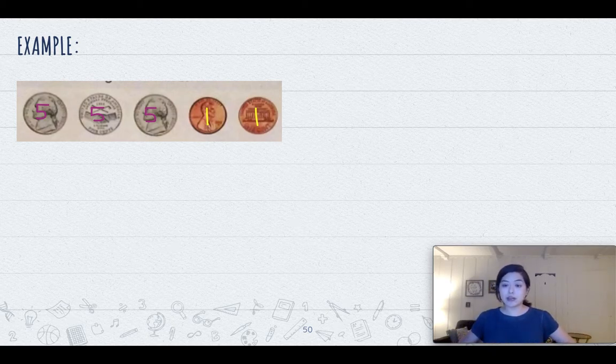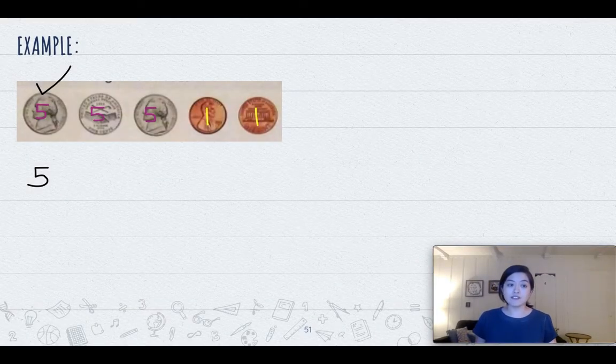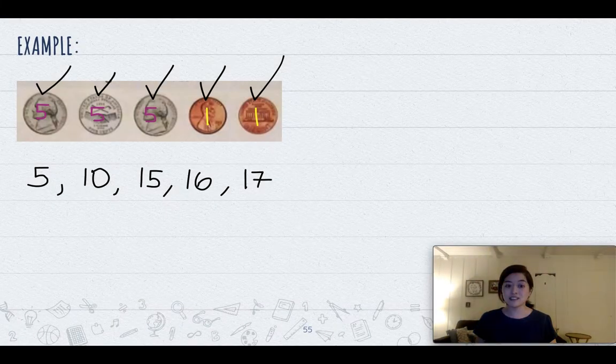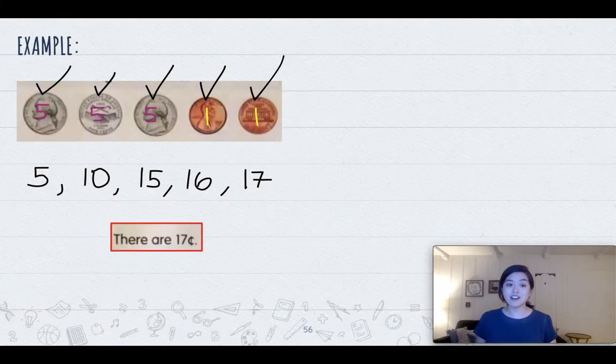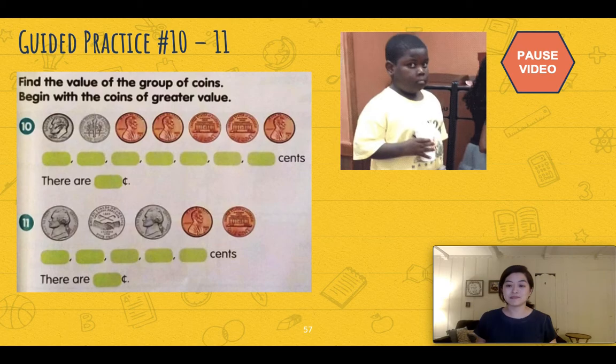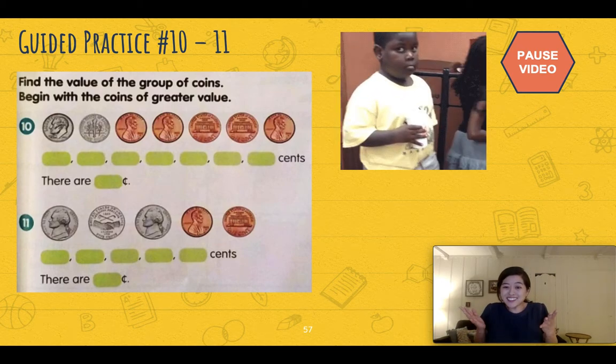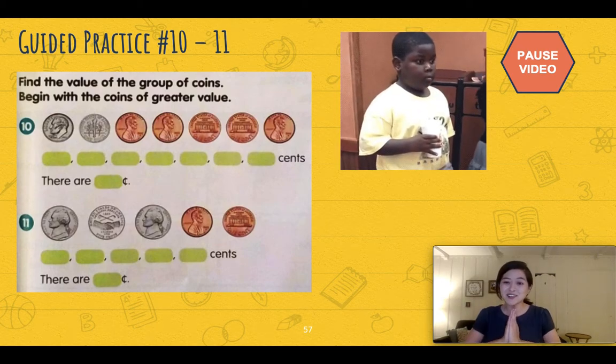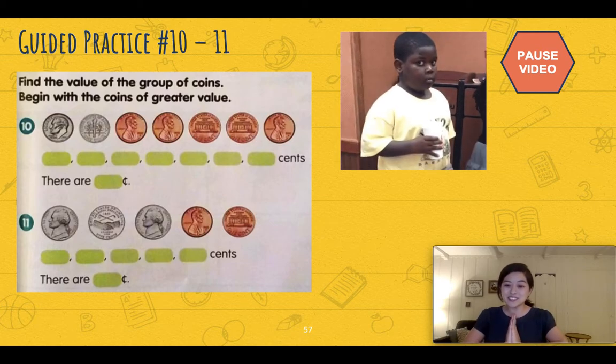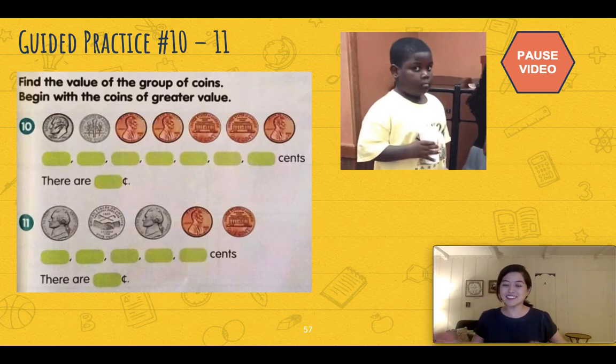I would recommend when you're starting out to skip count with the biggest value coin first, as it can be a little bit faster. So, 5, 10, 15, 16, 17. There are 17 cents on the screen. Okay, pause the video. Please try this on your own, and I will see you when you're ready. Okay, see you soon.